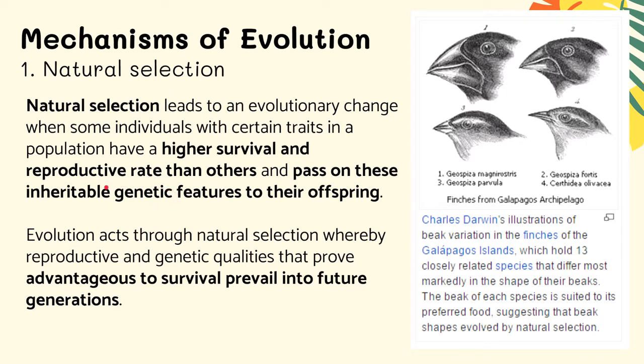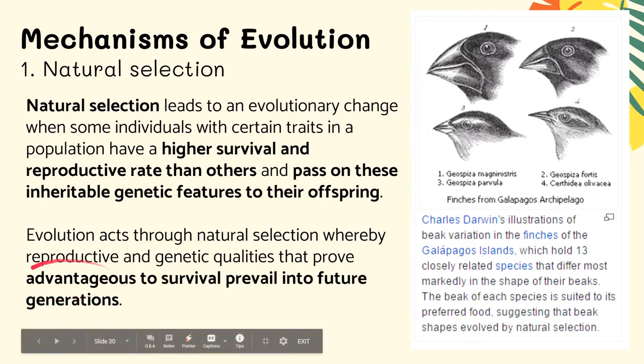Of course, if you did not survive, if you die, you have lower chances of reproduction, then you cannot pass on your traits. So evolution acts through natural selection, whereby reproductive and genetic qualities that prove to be advantageous to survival, traits that are advantageous to survival, will prevail and can be seen in future generations.